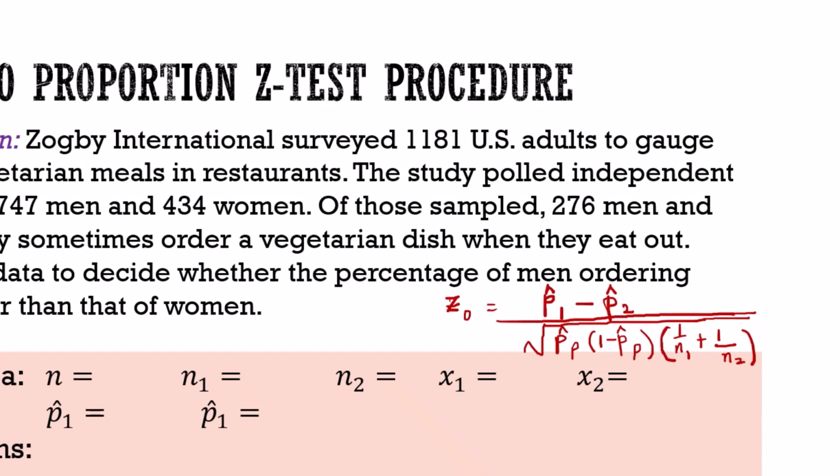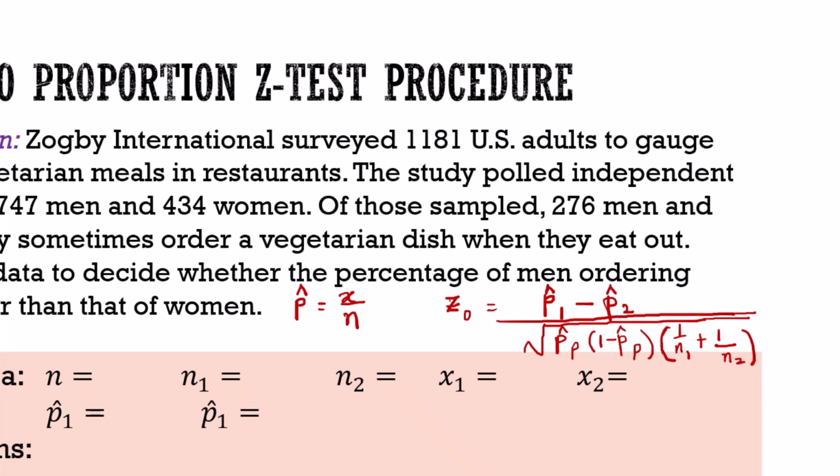So here's our formula. Z sub 0 equals P hat sub 1 minus P hat sub 2 divided by the square root of P hat sub P, which is the pooled sample proportion, times 1 minus P hat sub P, times 1 divided by N sub 1 plus 1 divided by N sub 2, with the square root running over that entire expression. All right. So P hat has a formula of its own. I'm just writing the formula for P hat. It's x divided by n. So if it's P hat sub 1, then it'll be x sub 1 divided by n sub 1.